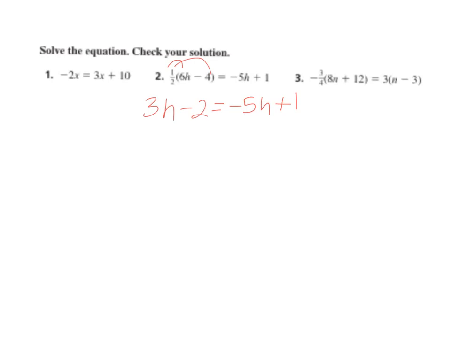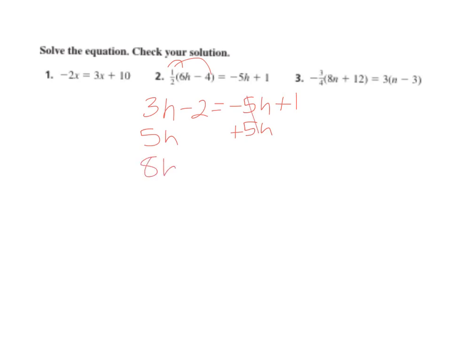Now, to get my variables all on one side, I could add 5h or I could minus 3h. If I minus 3h, I'd end up with a negative over here. But if I add 5h, I'm going to end up with a positive. So I'm going to do that. I'm going to add 5h. Now, you could do it the other way. The other way is not wrong. I just think this is a little bit faster.